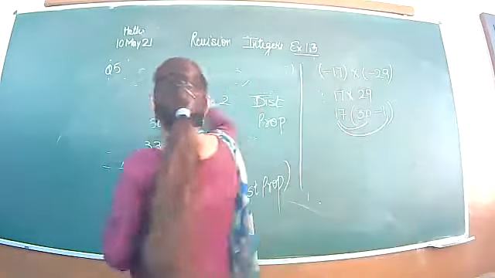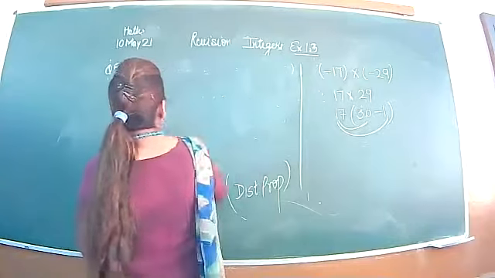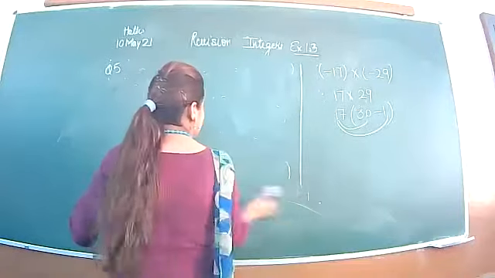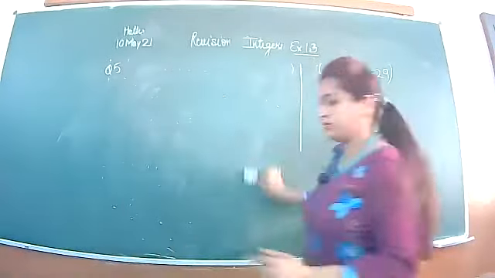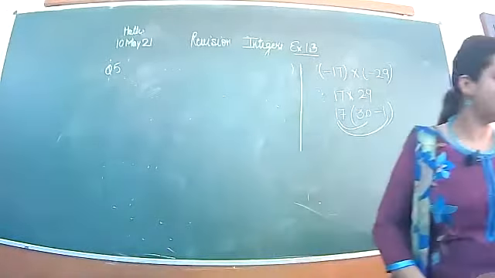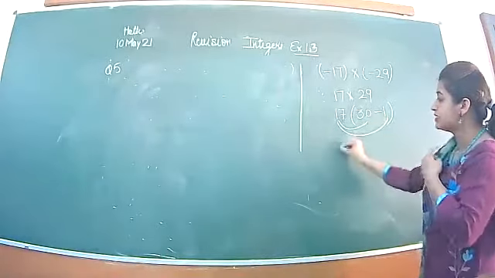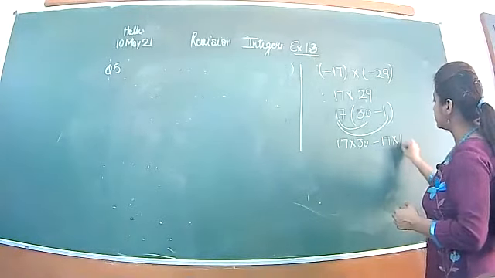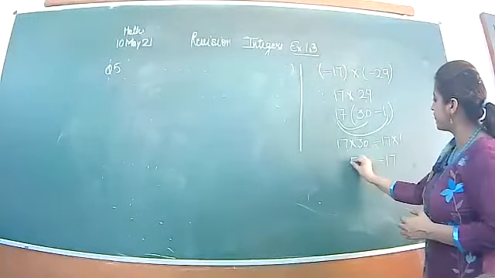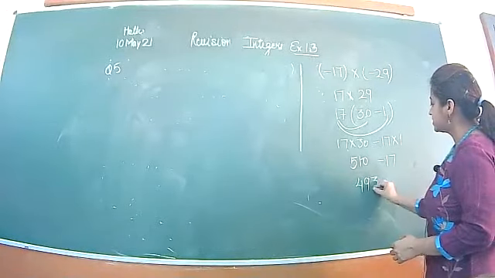Tell me the answer. What answer are you getting? Who will tell me the answer? Hurry up. Solve this, beta. Nobody is there who can tell me the answer of this. 17 into 30 minus 17 into 1. This is 510 minus 17. Answer is 493.